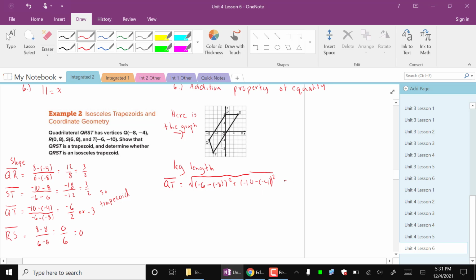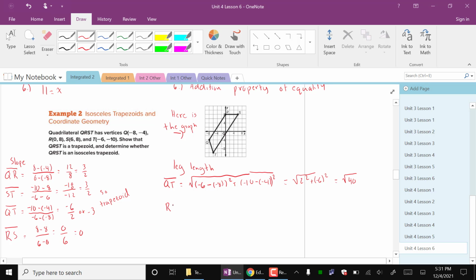What does that give you? That gives you negative 6 plus 8, so that's going to give you 2 squared. Negative 10 plus 4 is going to give you negative 6 squared, which is going to give you 4 plus 36, so that's going to be 40.